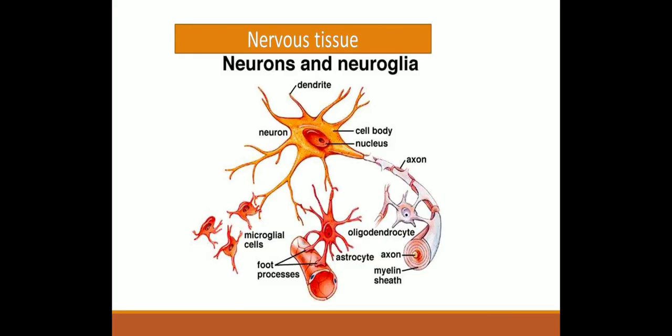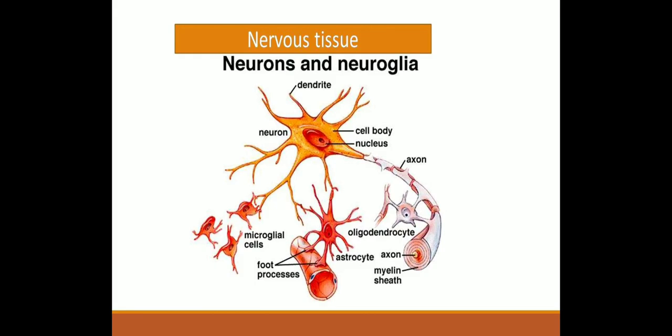And these neuroglial cells are capable of regeneration and division. But if we talk about neurons, they are not capable of regeneration. That means they do not divide and redivide because they lack centriole. Now, intercellular matrix is absent in neural tissue.